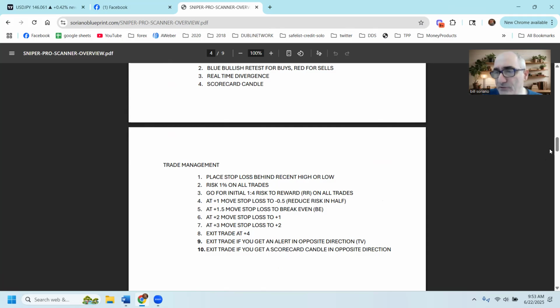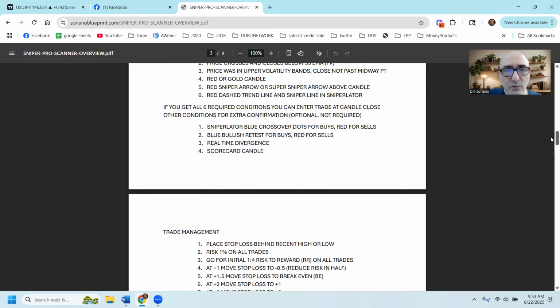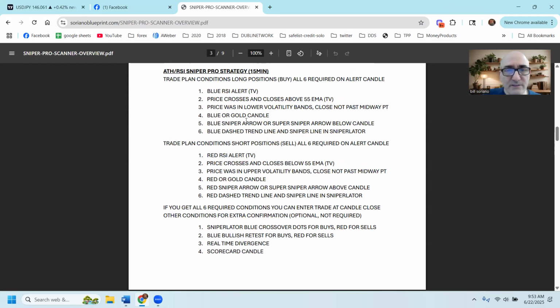One thing I do want to mention though is that when you look at these conditions, all six of these conditions need to exist on that indicator arrow where we get our ATH RSI crossover arrow indicator on TradingView. All six of these need to exist on that candle. Now, of course, you're free to play around with this however you want. These are my conditions.